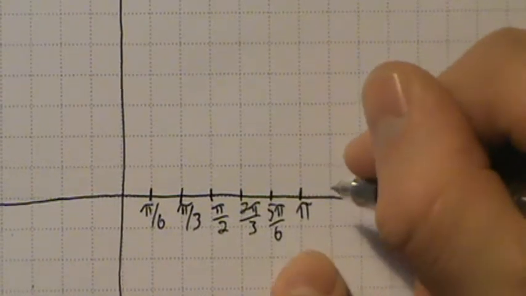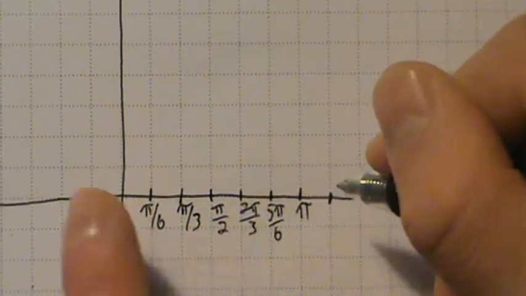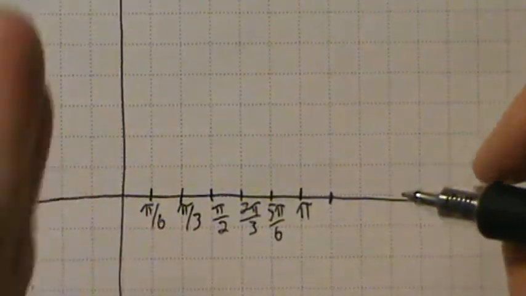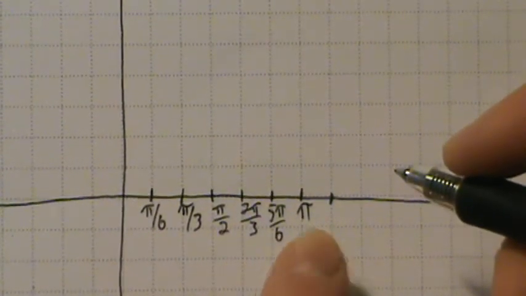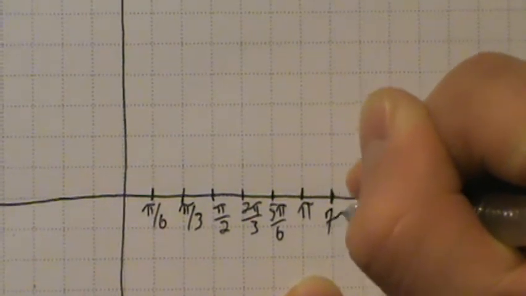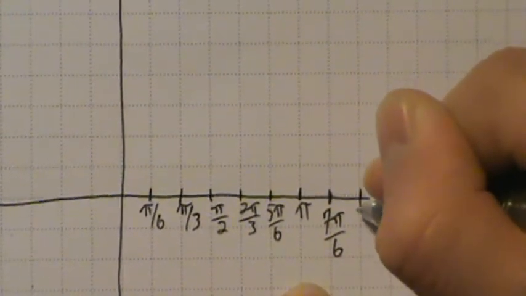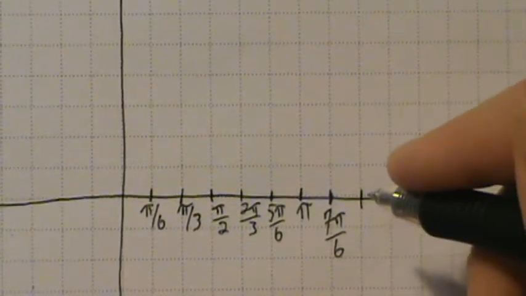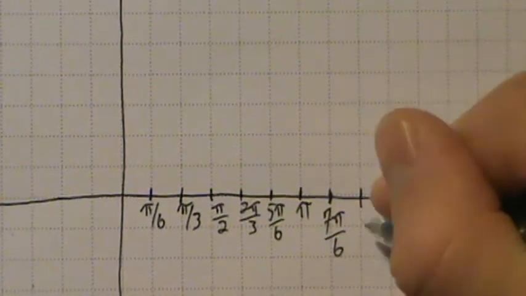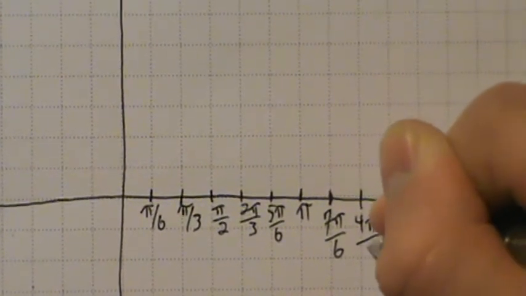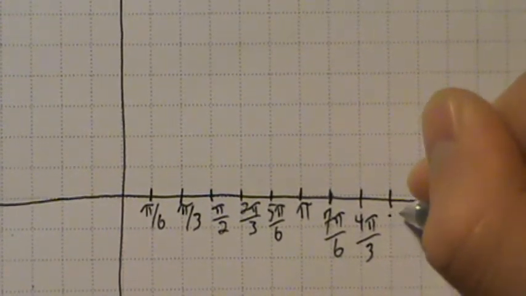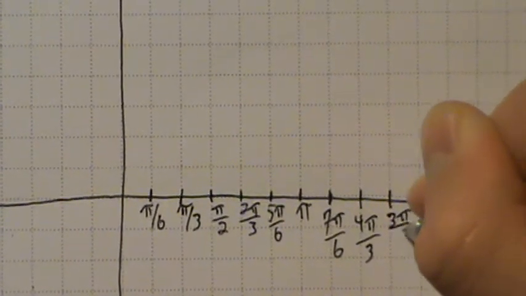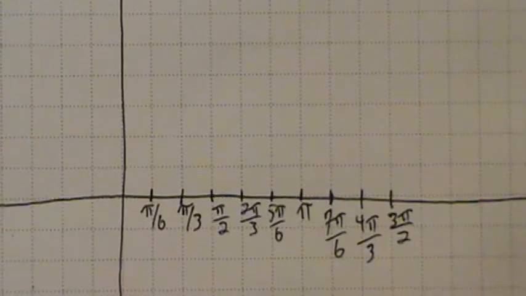So the next one after pi, this was 6 pi over 6. Remember each grid unit is pi over 6, so that's why I'm counting in units of pi over 6. So 1 pi over 6, 2 pi over 6, 3, 4, 5, 6, 7 pi over 6. 8 pi over 6 reduces, there's a common factor of 2, and you'll get 4 pi over 3. 9 pi over 6 reduces to 3 pi over 2, and that's actually a good place to stop.